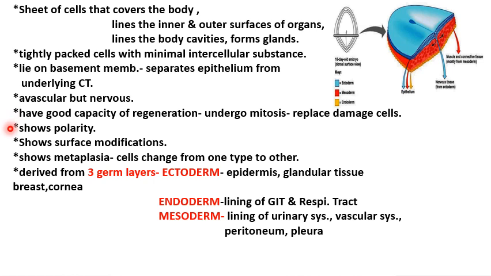It shows polarity. It shows surface modifications like the cilia, the villi, the microvilli, the gastric pits. So these are all the surface modifications which the epithelium has. And the most important thing is it shows metaplasia, which is an abnormal side of it, where the cells change from one type to the other.